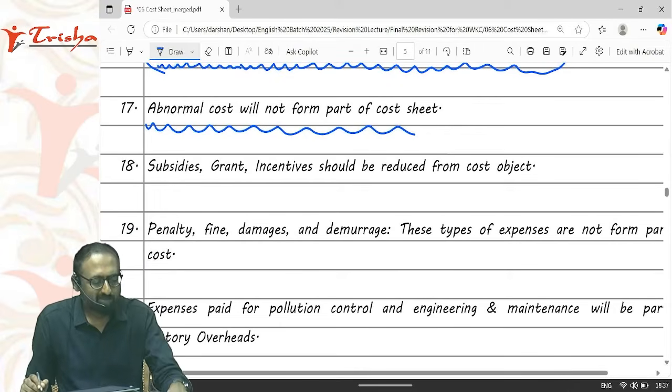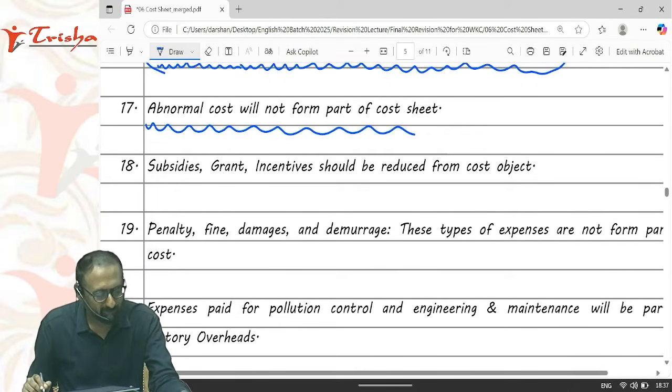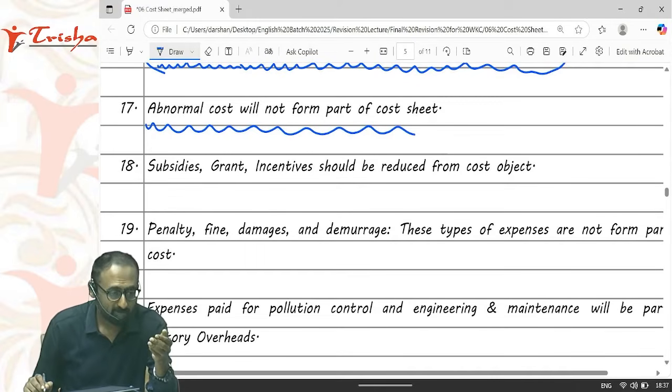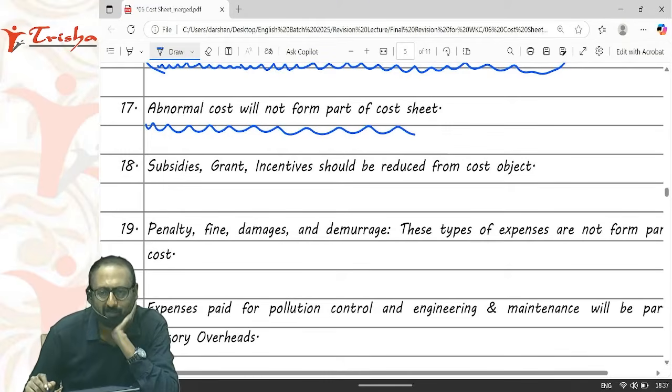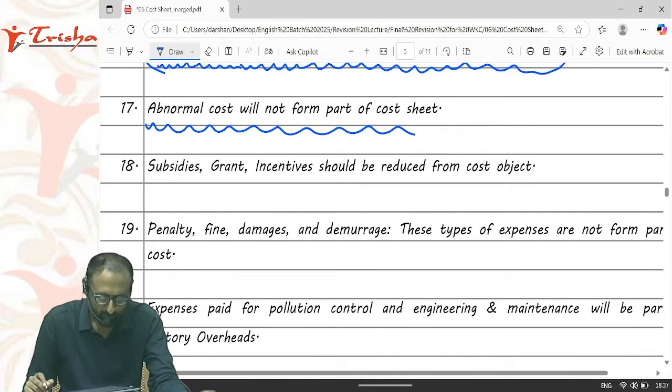Sir, once the word abnormal is used, where do we transfer that abnormal cost? Abnormal cost means material loss by fire, material loss by theft, fine, penalty, abnormal idle time, etc. Where do you transfer that abnormal cost? Will you write it in the cost sheet, or transfer it to the costing profit and loss account? Costing profit and loss account.